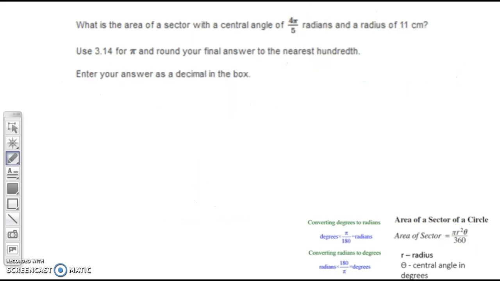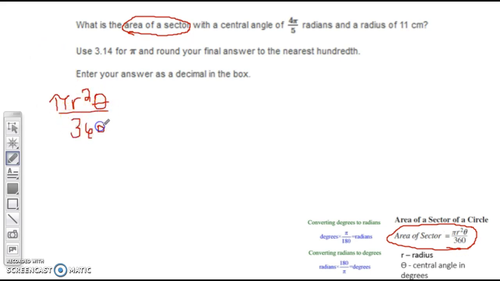All right, last one. What is the area of a sector with a central angle of 4 pi over 5 radians and a radius of 11? So same type thing. We want to know the area of a sector, so we pull the area of a sector formula. Pi times radius squared times theta over 360. We cannot plug radians in for theta. We have to convert it to degrees. So we're going to take our 4 pi over 5 and we're going to multiply it by 180 over pi. Those pi's will cancel. 4 times 180 is 720 divided by 5.